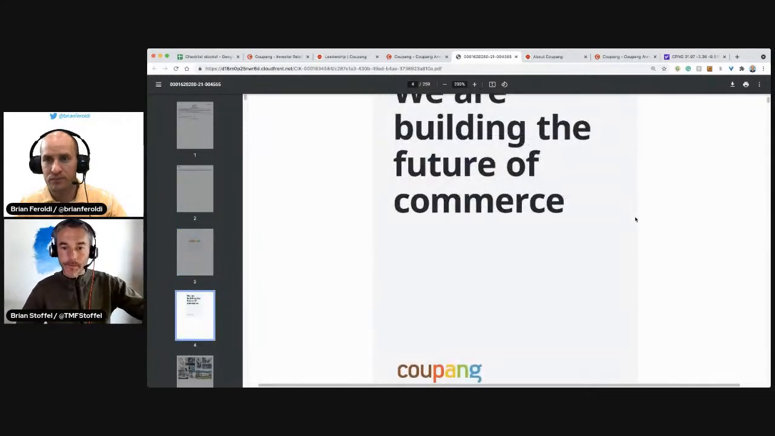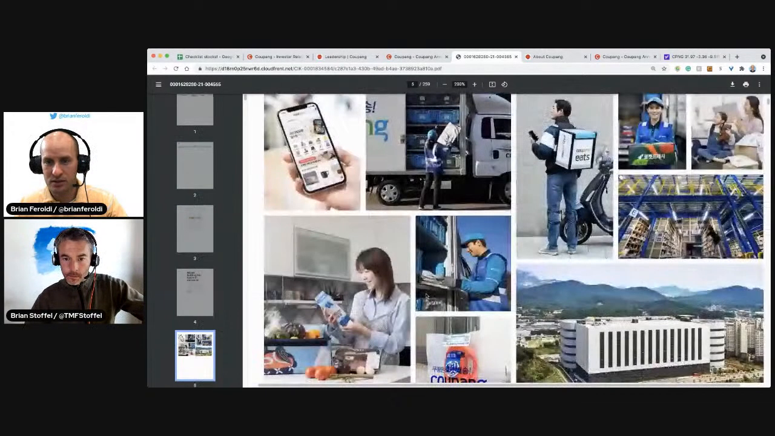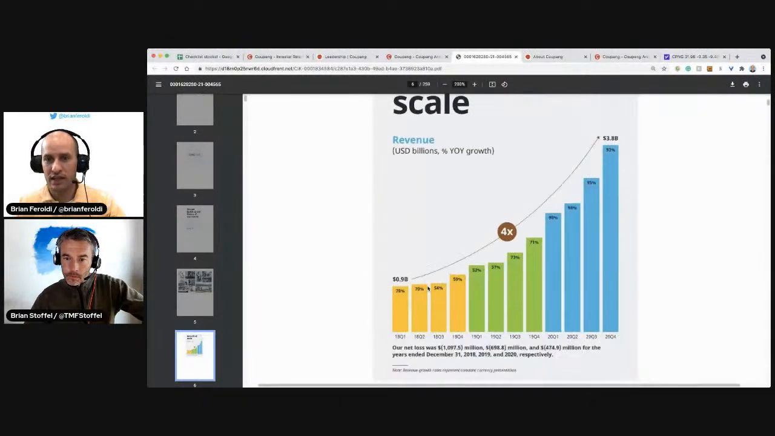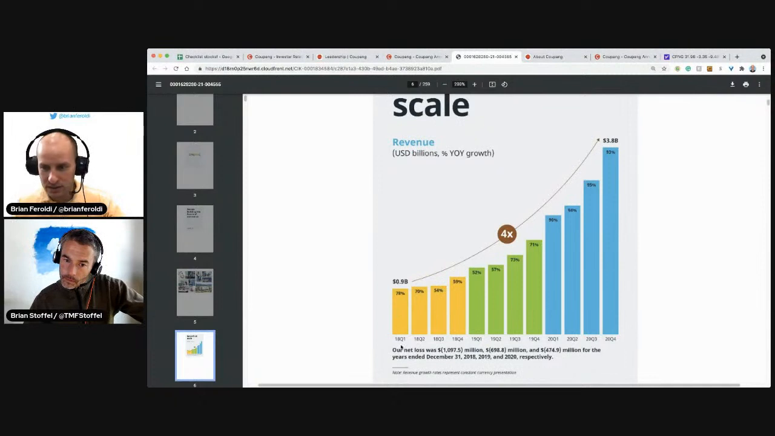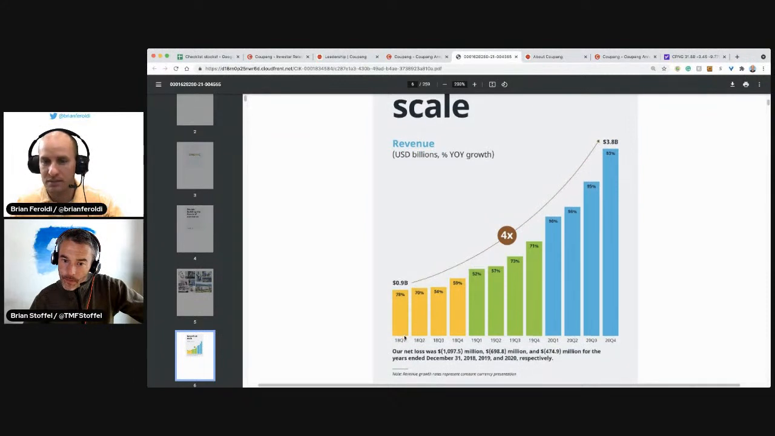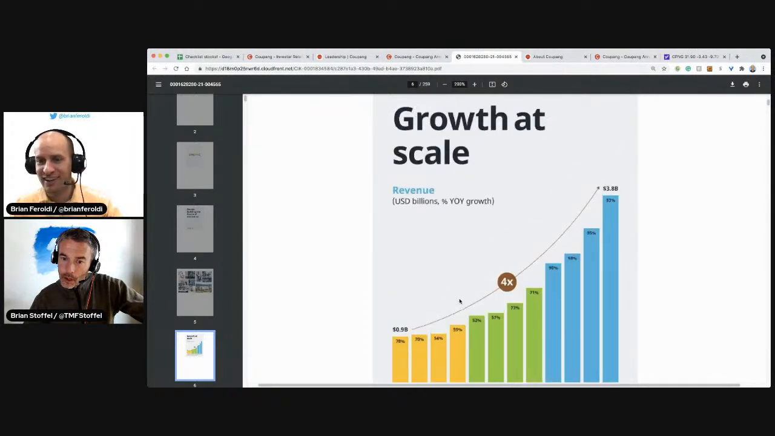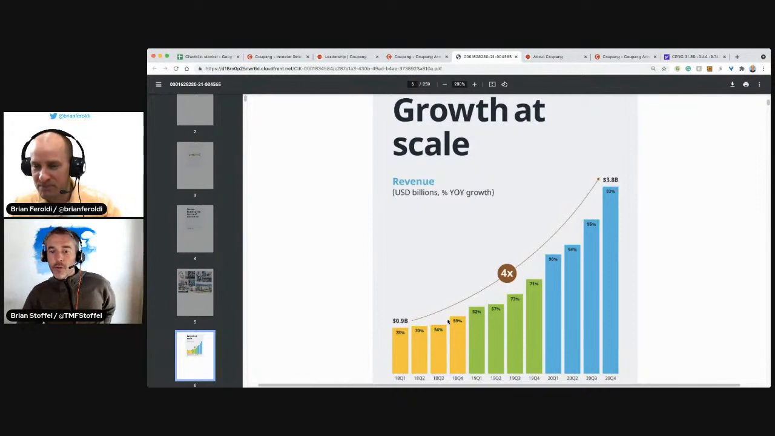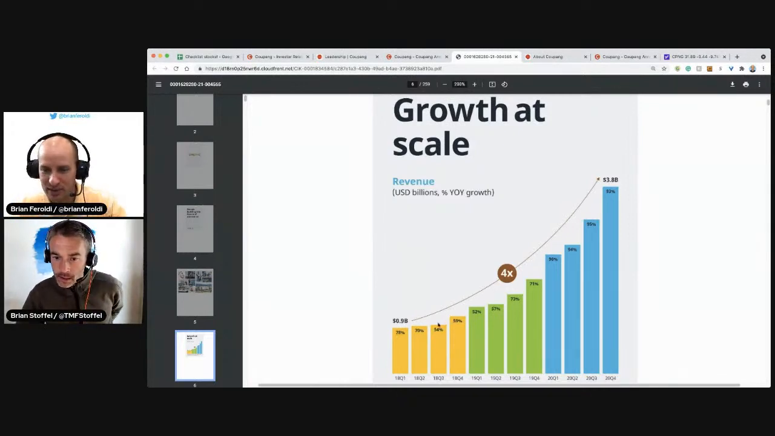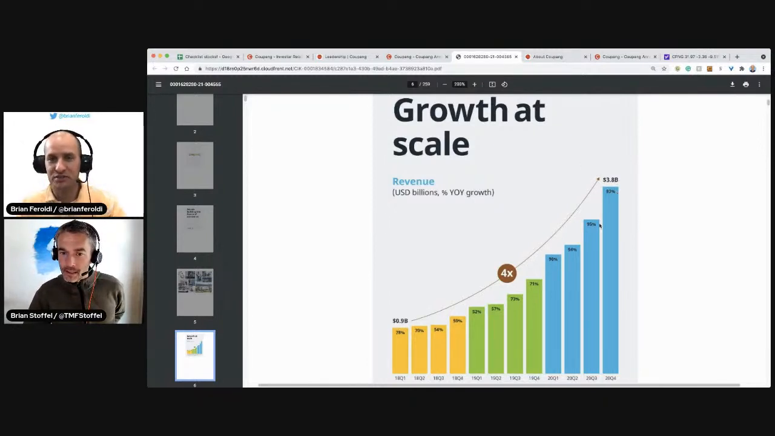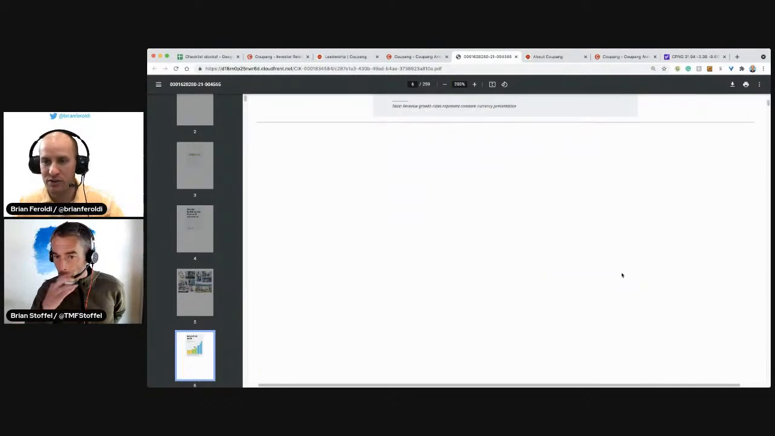Okay. Coupang. We are building the future of commerce. Pictures, growth at scale, revenue 4x'd. Oh man, that's by quarter. Since 2018, 0.9 billion to, and it accelerated. No, that's a chart crime. That 52 should not be above 59. No, that's total revenue, and that's the growth rate. Okay, just wanted to make sure. It did accelerate, which isn't that surprising given the last year. Still impressive. So 93% revenue growth.